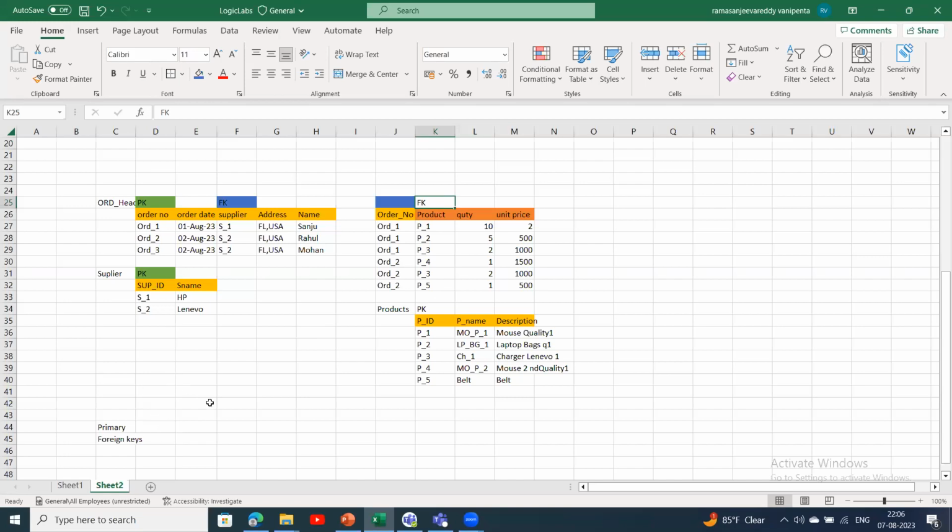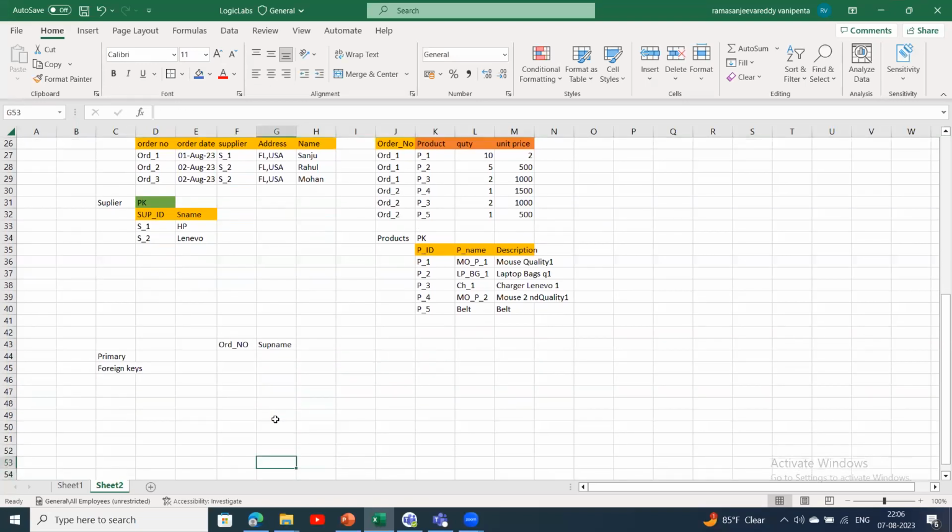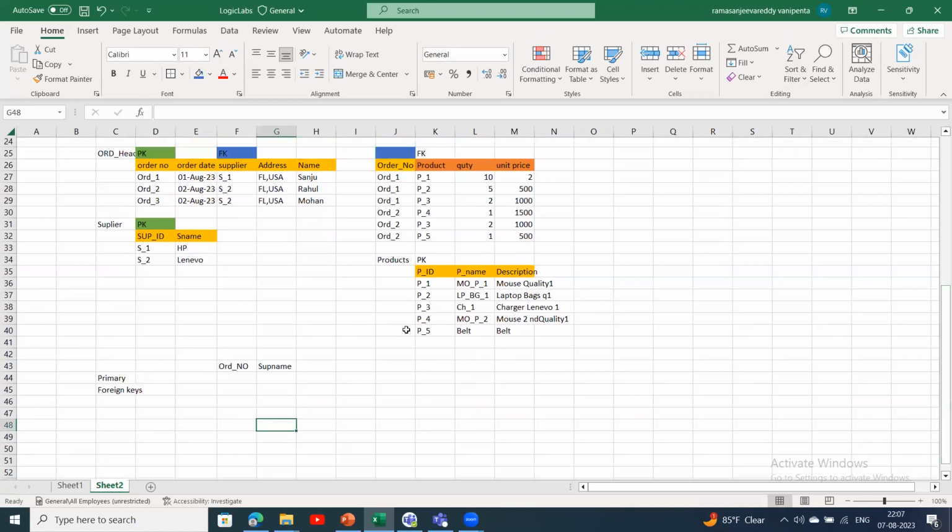So imagine now I want as output the order number and supplier name. I want order number and supplier name as output, guys. I need these two things, these two only. Tell me from how many tables I need to select the data. I need data from these two only. Yes or no? Yes, we need data from these two.